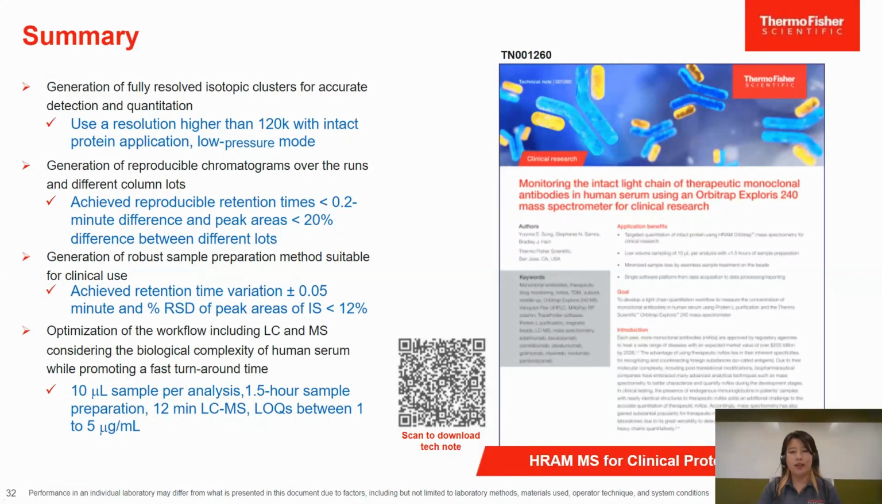And after the successful optimization of the workflow, we achieved a low sample volume, which requires just 10 microliters of sample per analysis with a 1.5 hour sample preparation and 12-minute LCMS analysis. As a result, LOQs were determined between 1 to 5 micrograms per milliliter. And if you're more interested in the details, you can scan this QR code right in the middle to download this technical note.